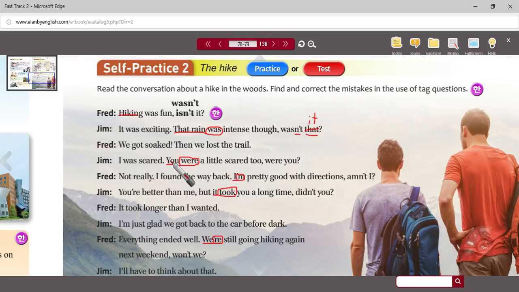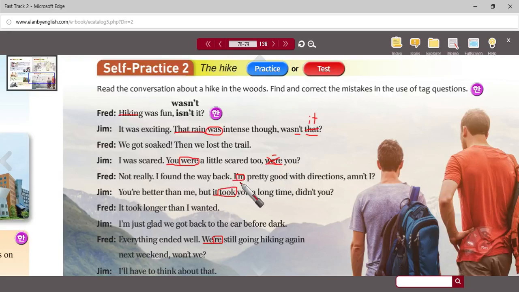Next one. "You were a little scared too, were you?" The subject pronouns match. Be verb, past tense. Again, this one is positive, so the tag should be negative. The answer should be "weren't." So in tags, we always use the contraction form. We never say "was not that," or "was not it," or "were not you." It's "weren't you" or "wasn't it."